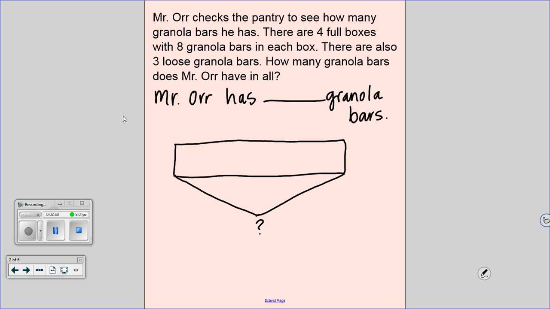What do I know? I know stuff. What do I know? Ada Rosa, what's something I do know? He has 4 boxes, and in each of those boxes, he had 8 granola bars. I want you to underline that sentence in one of your colors.